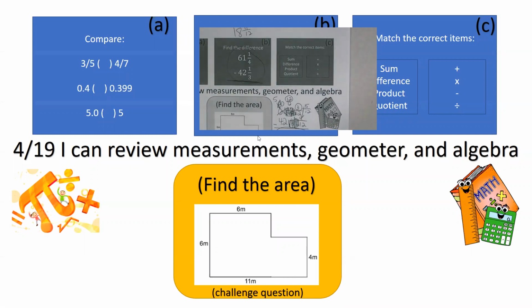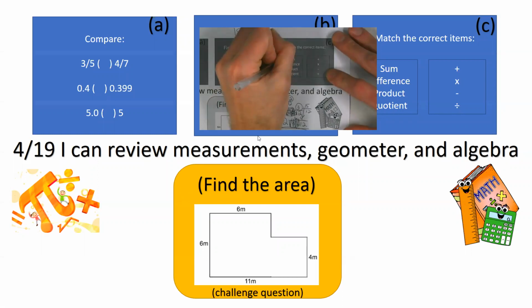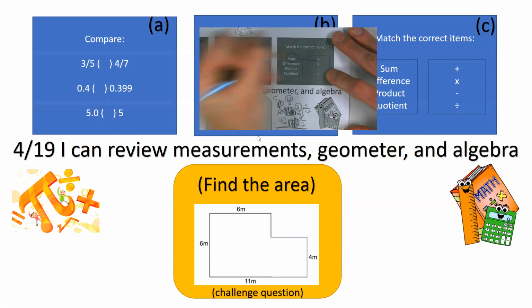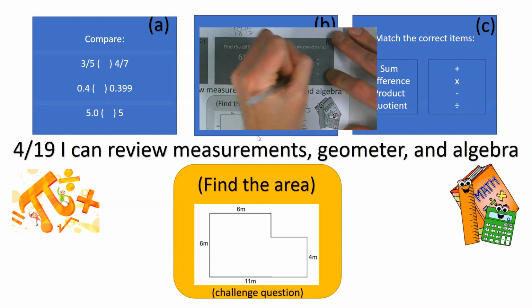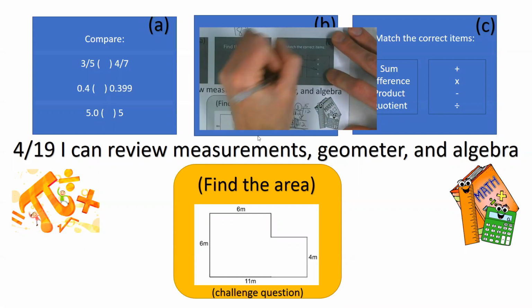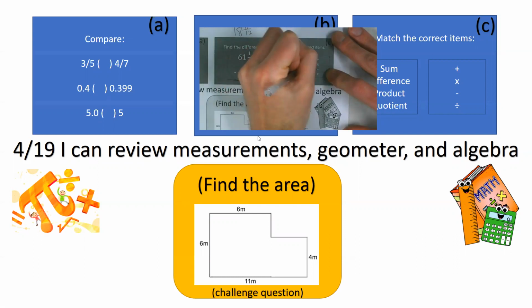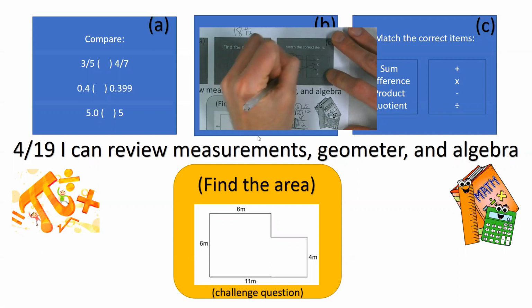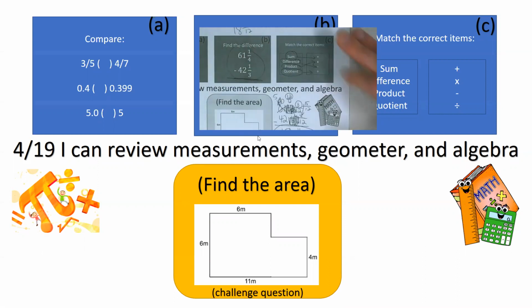All right, so let's just get to it. Sum is the answer to an addition problem. Difference is the answer to a subtraction problem. The product is what happens when you multiply two things together, and the quotient is the answer to the division problem.